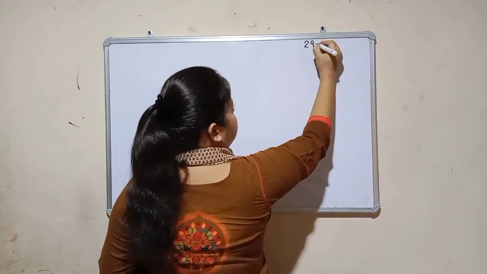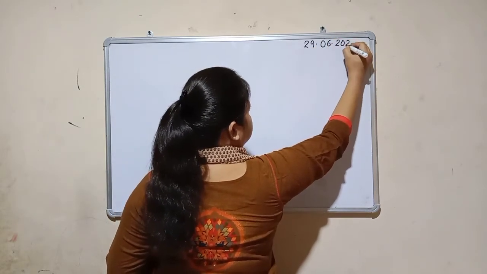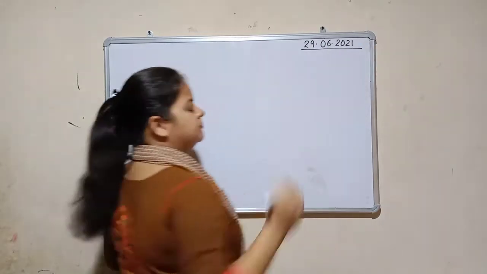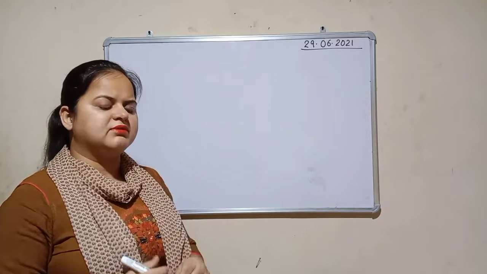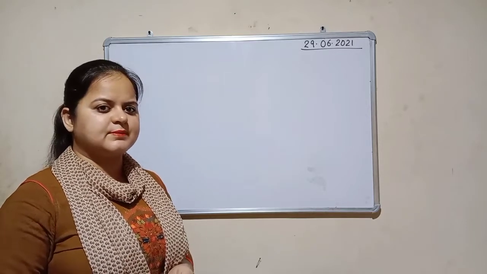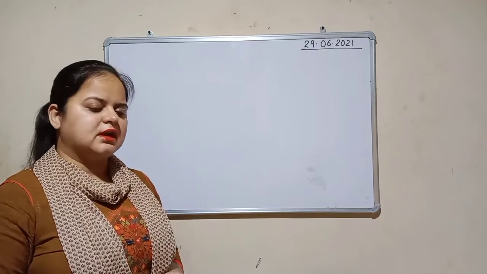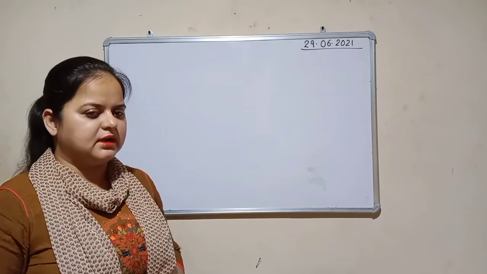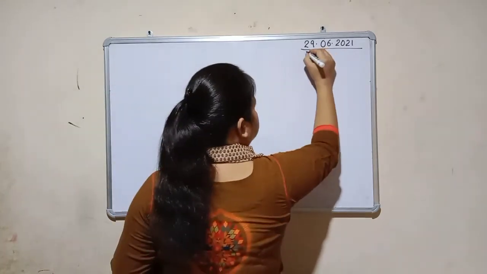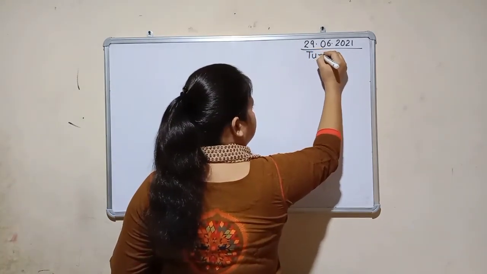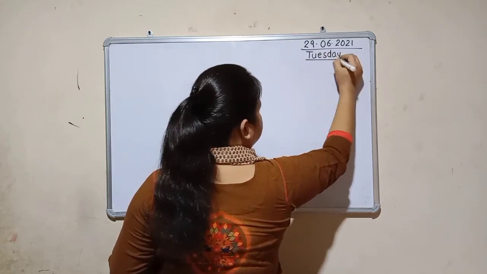Today is 29/6/2021 and day is, okay, you tell me what is the day today? Yesterday was, कल कौन सा day था? Monday, very good. And today is Tuesday, good. Tuesday.